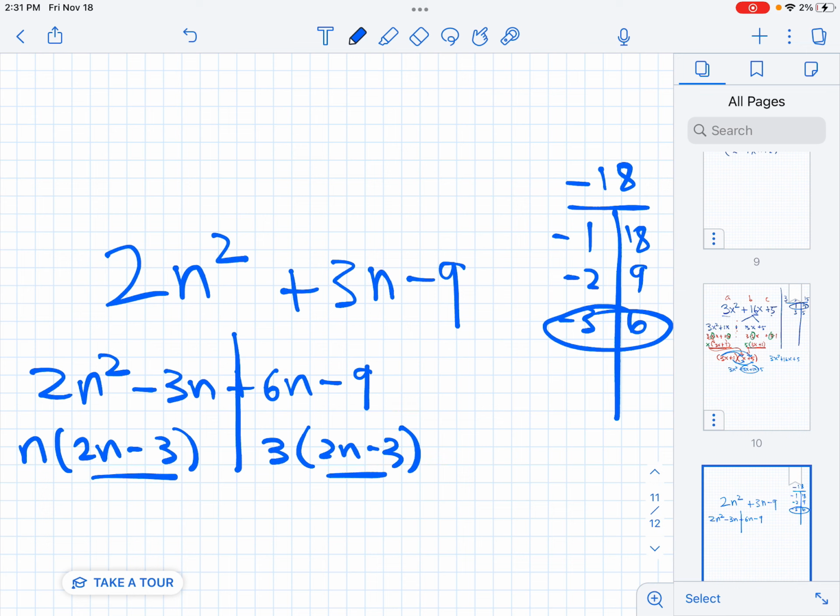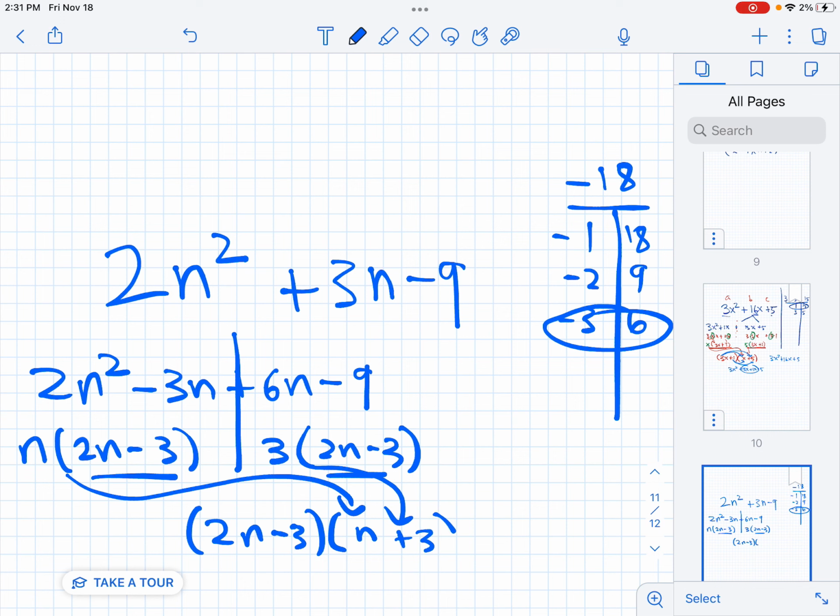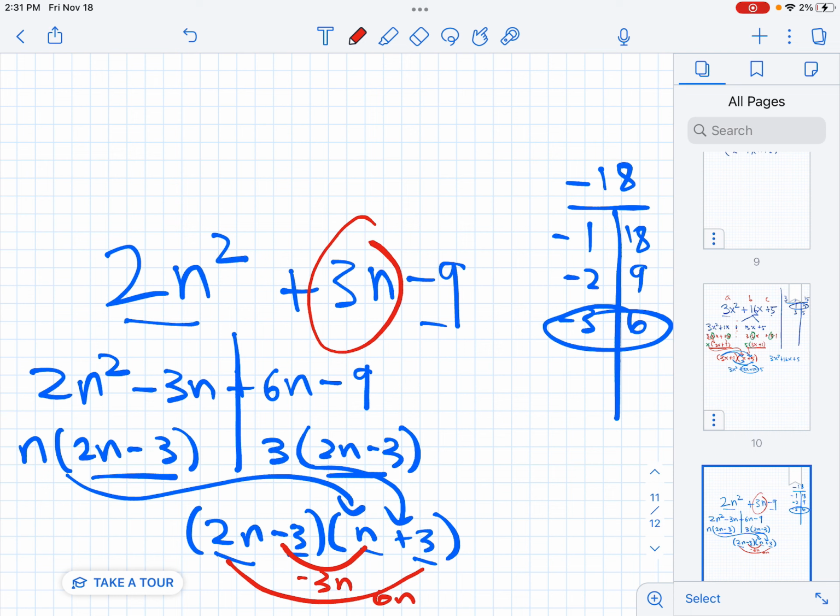I get the same thing in both of those. That's a very good sign. I'm gonna write my common factor there, and the leftovers are gonna go inside my parentheses. Finally, let's check. 2n times n, 2n squared. Negative 3 times 3, negative 9. Now for the middle term, let's check this. That's negative 3n. This is gonna be 6n. 6n minus 3n gives me my positive 3n.